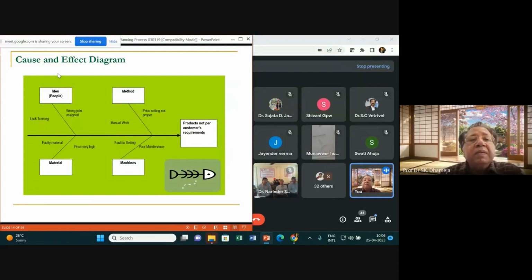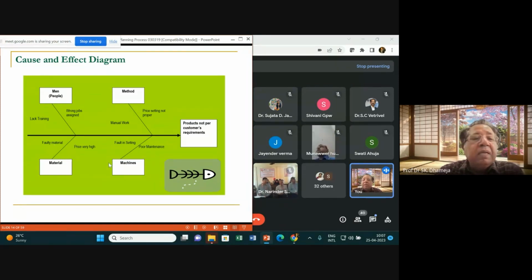This is the cause and effect diagram, or the Ishikawa or the fishbone diagram. This is the effect, the mouth of the fish, and these are all the causes. These are the major causes: men, materials, method, and machines. These are the four major causes. Under the men, we talk of the people, basically the HR. Like they lack the training, maybe.